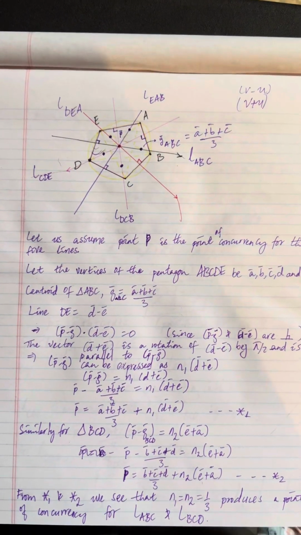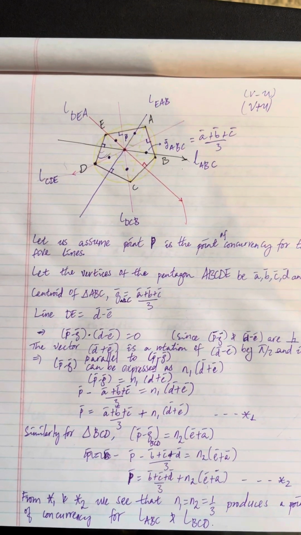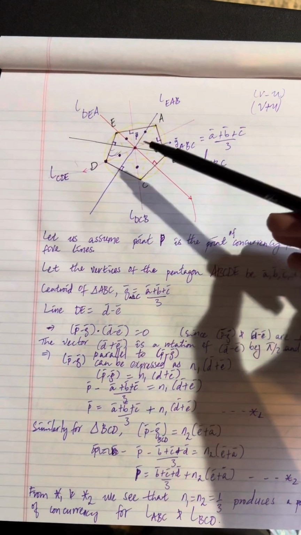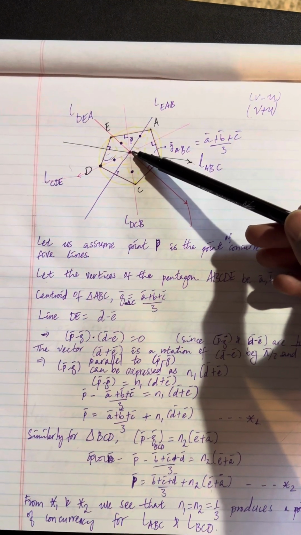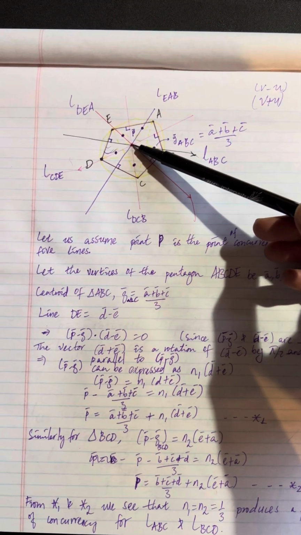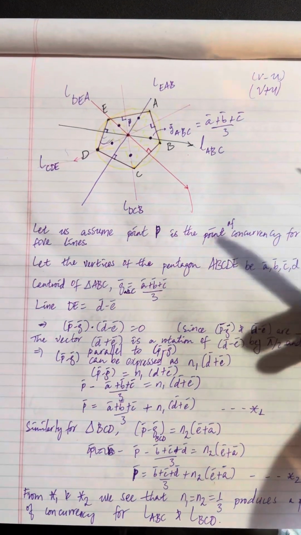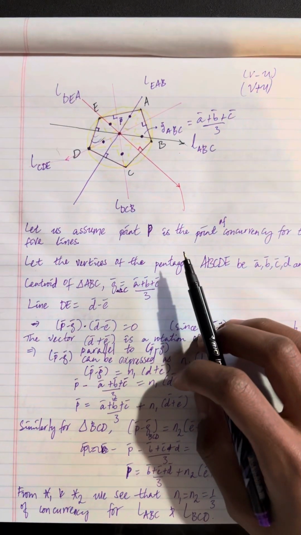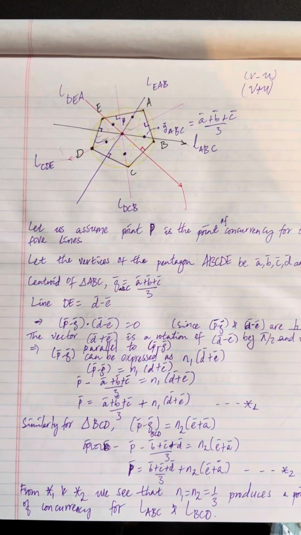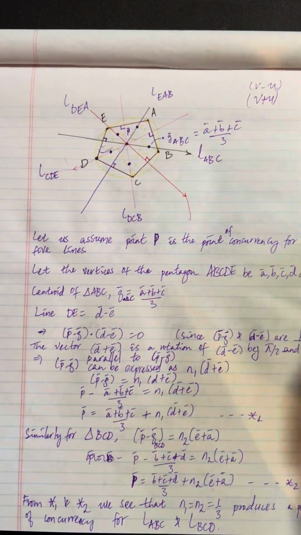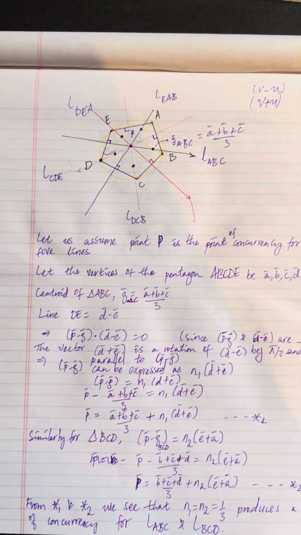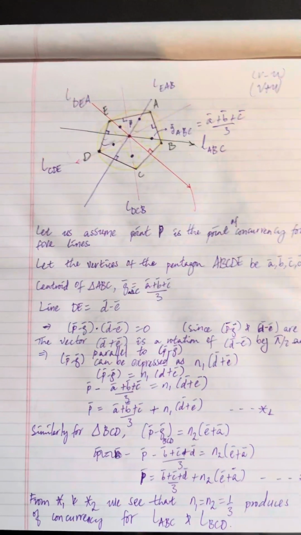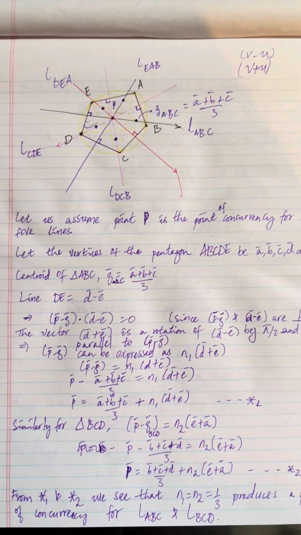Hello folks, we are going to prove the point of concurrency for the 5 lines from the previous question. We're going to first assume that it exists, as you can see on the figure, and we are going to also assume that its position vector is represented by p bar, and we're going to use the centroid and the perpendicular relationship with the sides of the pentagon to show that P in fact exists and what its position vector is going to be.